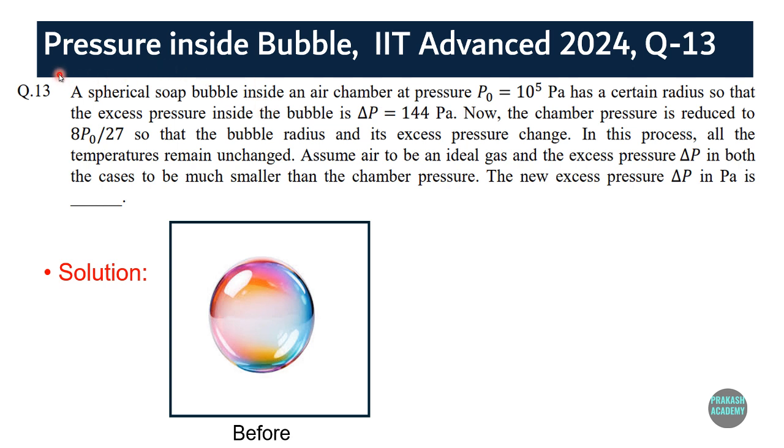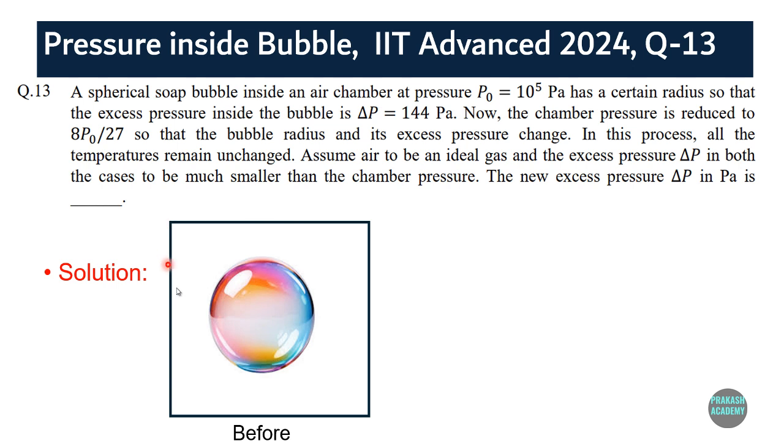This problem is related to the concept of pressure inside a soap bubble. The problem says a spherical soap bubble inside an air chamber at pressure P naught, which is equal to 10 to the power 5 Pascal, has a certain radius, so that the excess pressure inside the bubble is delta P, which is equal to 144 Pascal.